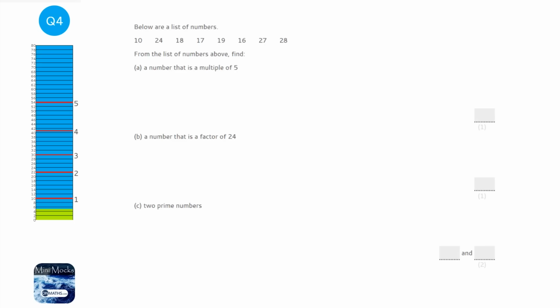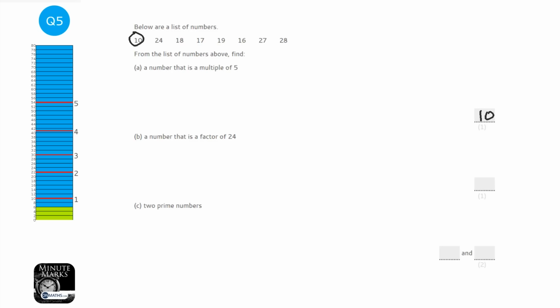For this question, we need to understand the difference between multiples and factors. Multiples are just a number's times table. So the multiples of 5 will be 5, 10, 15, 20, etc, etc. Now every number in the 5 times table ends in 0 or 5. So looking at the list of numbers we've got here, there's only one that ends in a 5 or a 0, which is 10. So 10 is a multiple of 5.